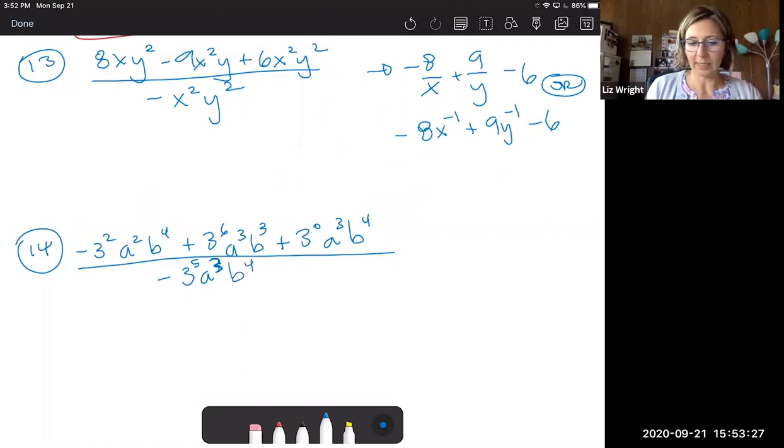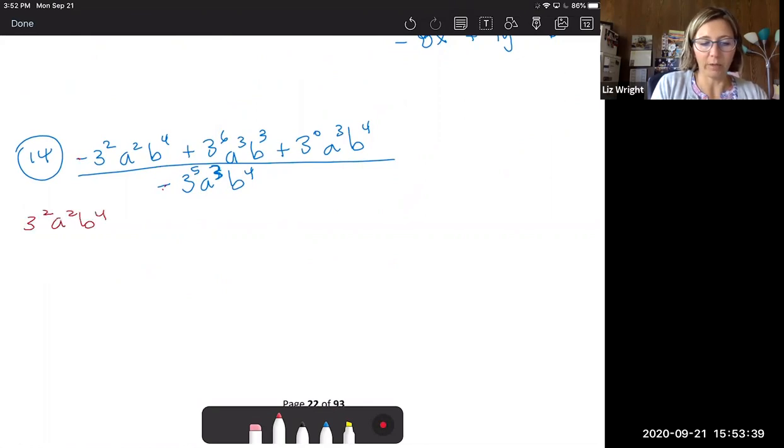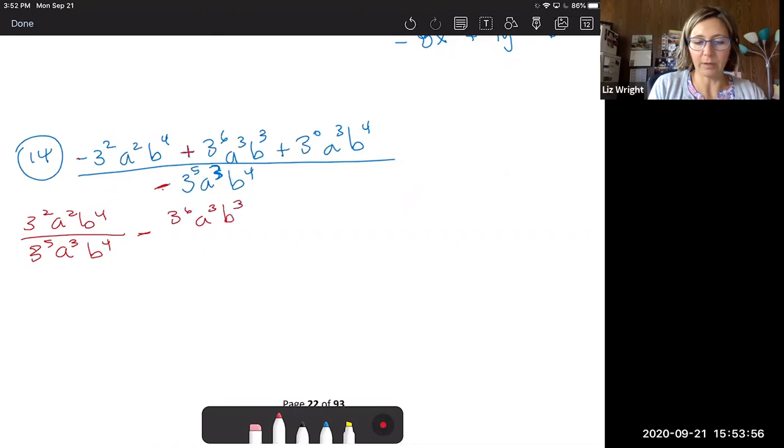Okay, now we're ready to split it up. So here, the negative over the negative is going to give me a positive. So I'm going to have positive 3 squared a squared b to the 4th all over 3 to the 5th a to the 3rd b to the 4th for that one. Then I've got a positive over a negative, which means the sign's going to be negative. And then I've got 3 to the 6th a to the 3rd b to the 3rd all over 3 to the 5th a to the 3rd b to the 4th.